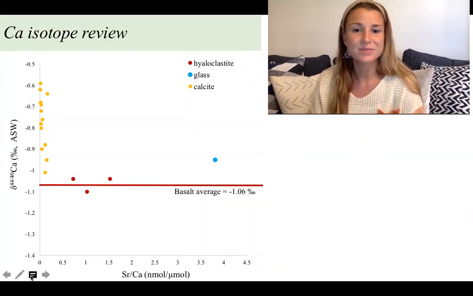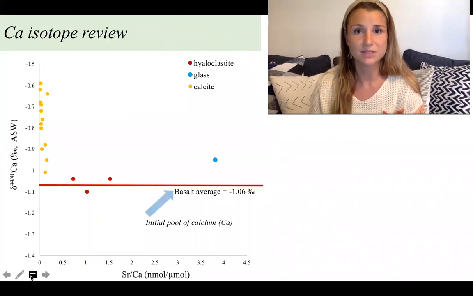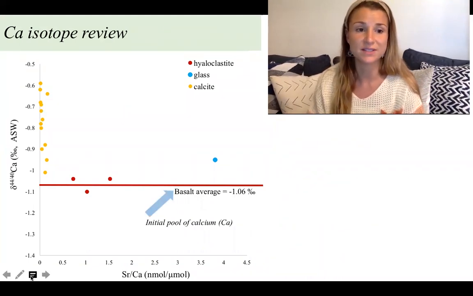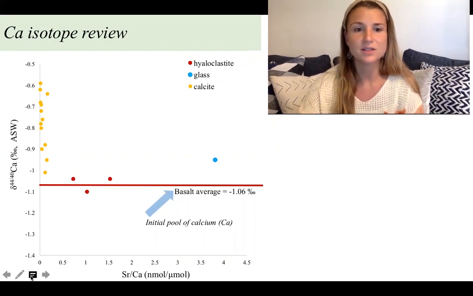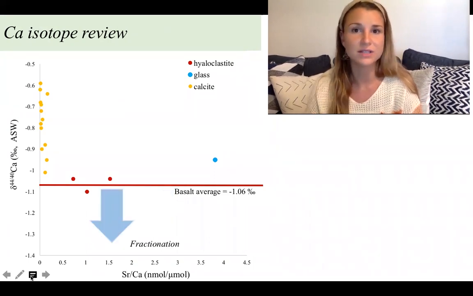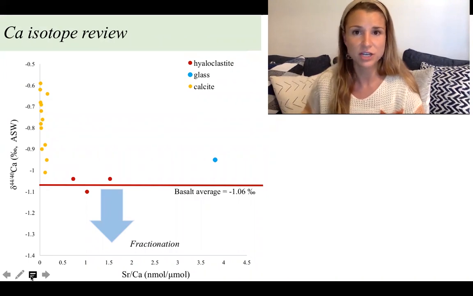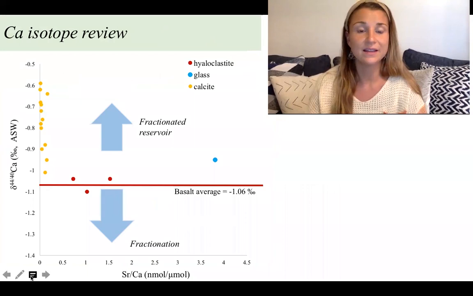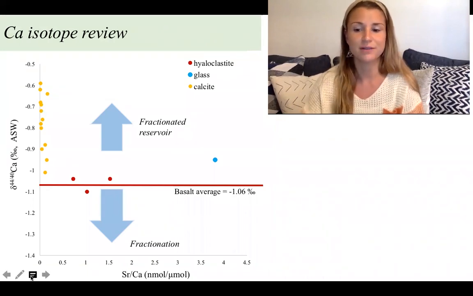So all the calcium in Iceland originates from basalt, and the initial pool of calcium has pretty narrow calcium isotope composition. So basically anything that plots below this line has been affected by fractionation where light isotopes were preferentially removed. And anything that plots above this line is a fractionated reservoir.